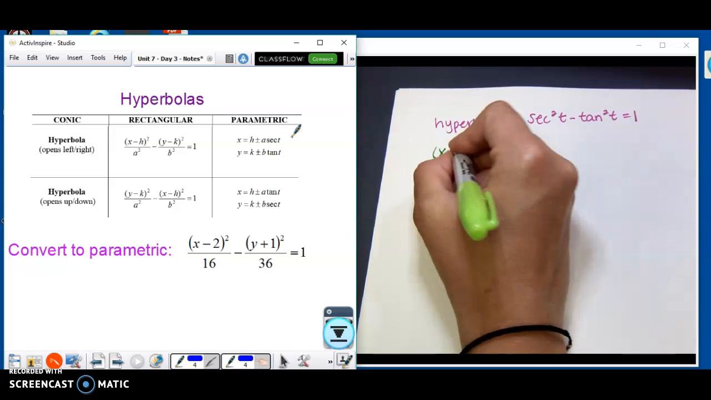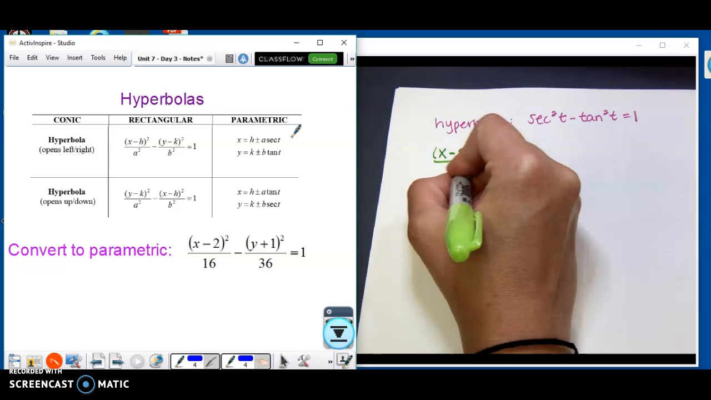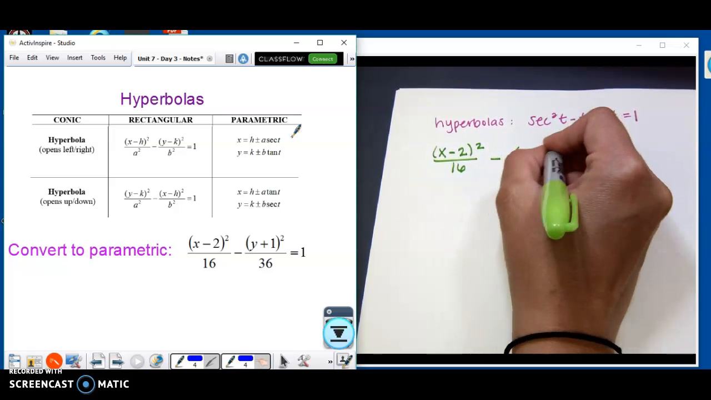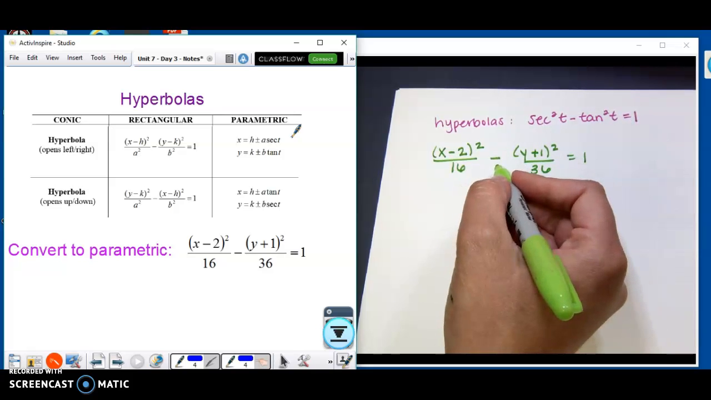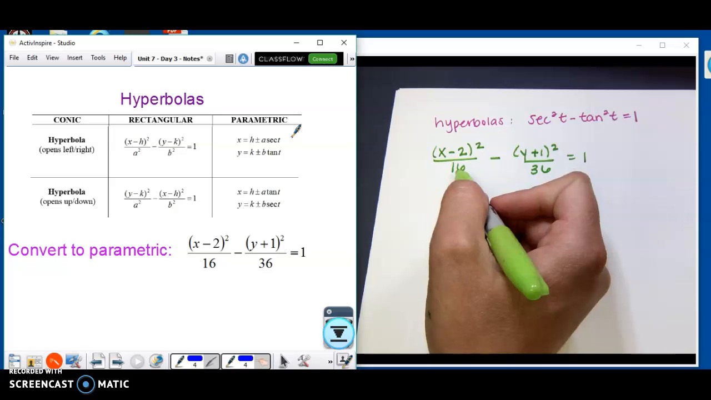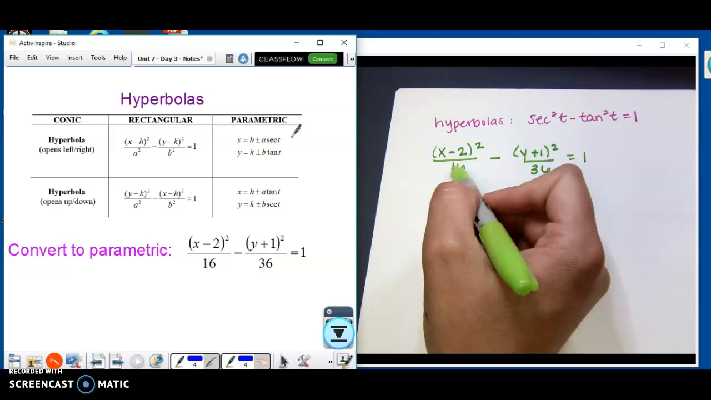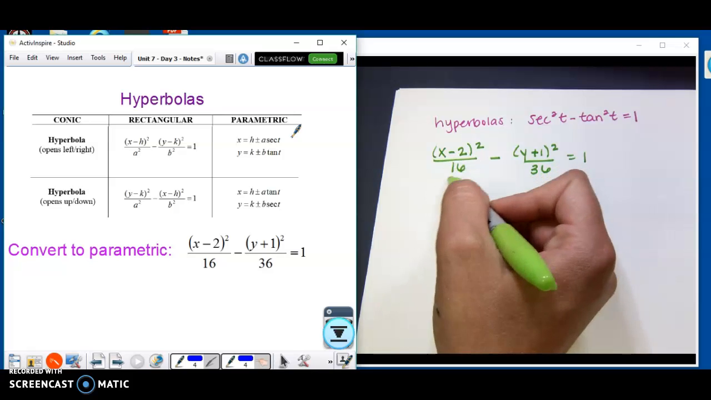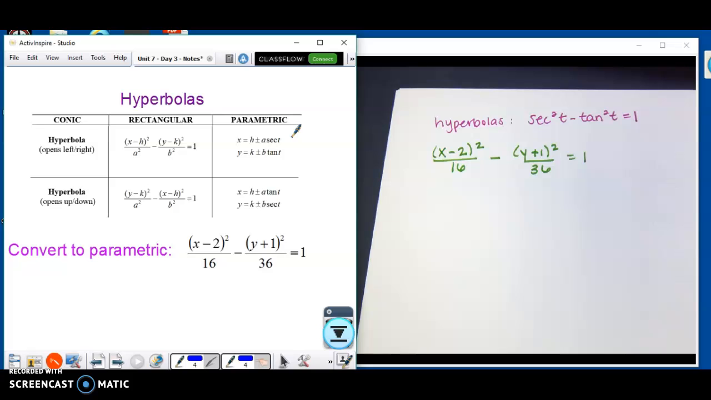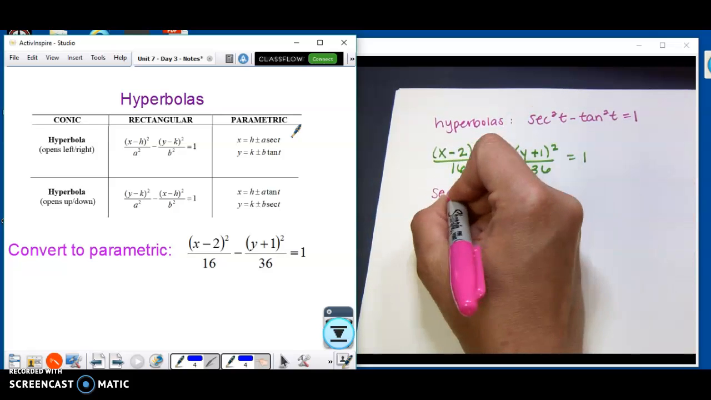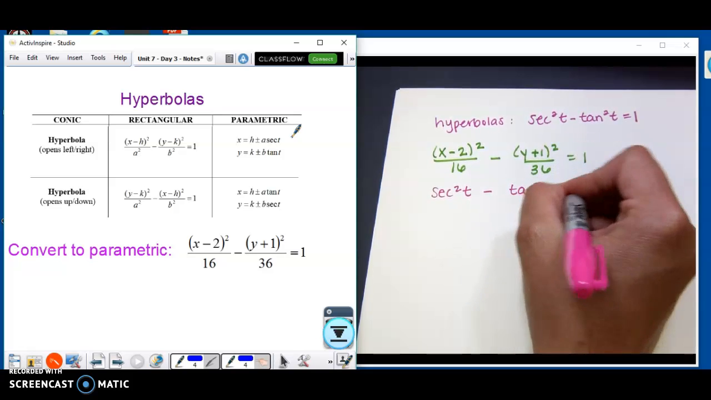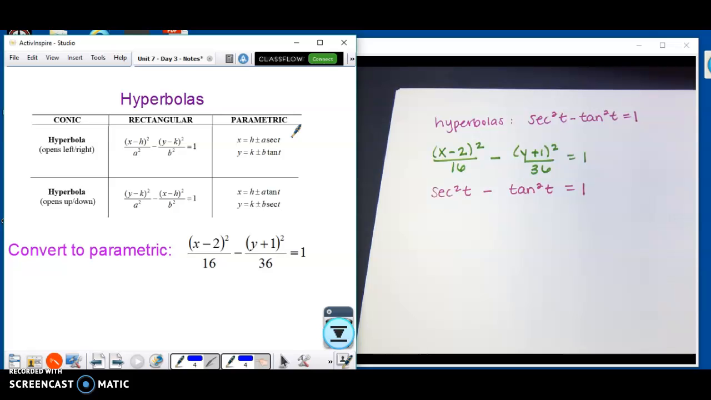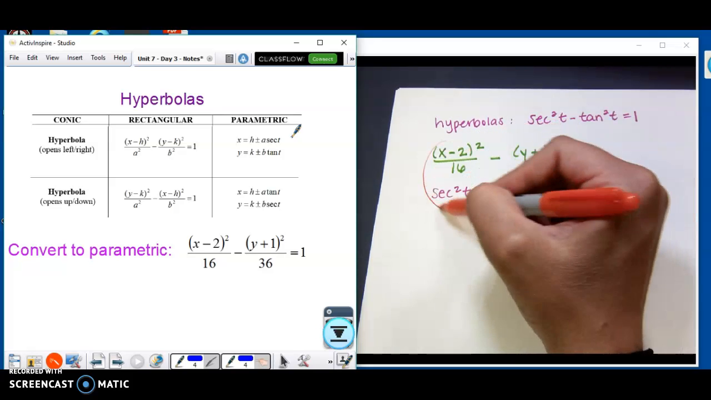So for this first problem, it is in rectangular form. We know that this is a hyperbola because it has subtraction. X is the one that is positive, which means that our hyperbola is going to open to the left and the right. And so our A value would come from the 16, the square root of 16. Underneath this, I'm going to write the Pythagorean identity we're going to use, secant squared t minus tangent squared t is equal to 1. It already has the equal to 1, which means we can go ahead and just compare.